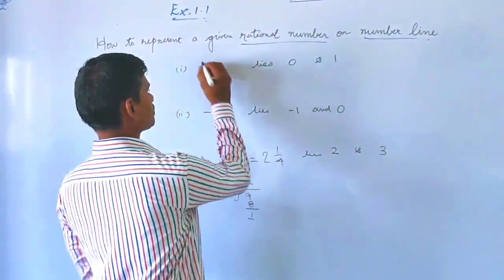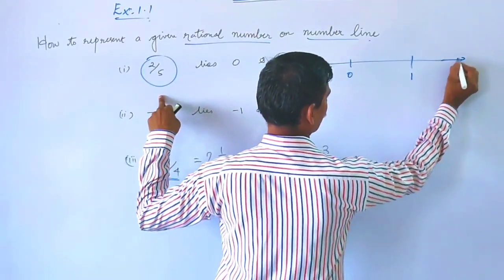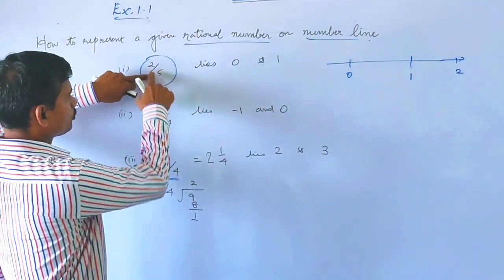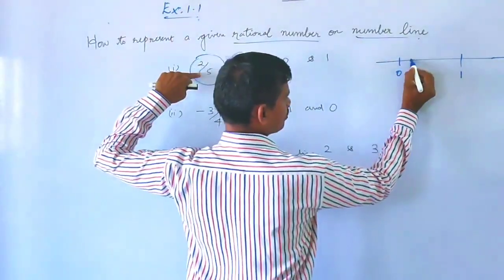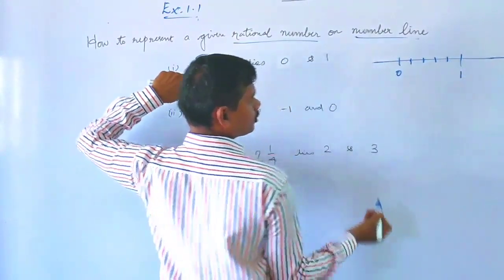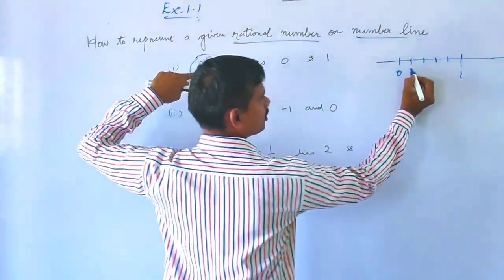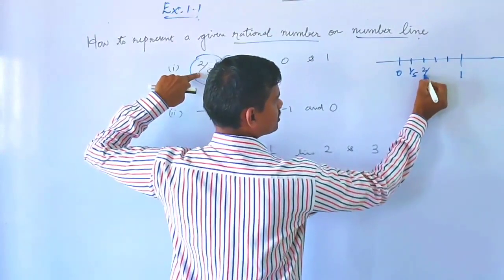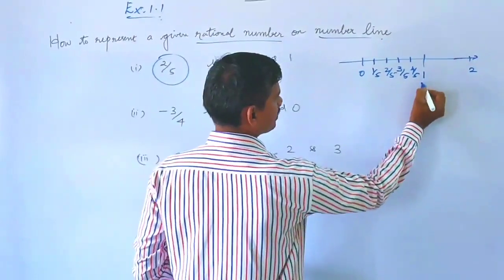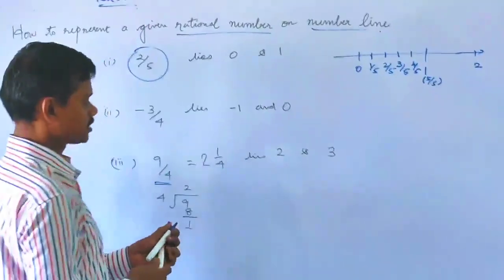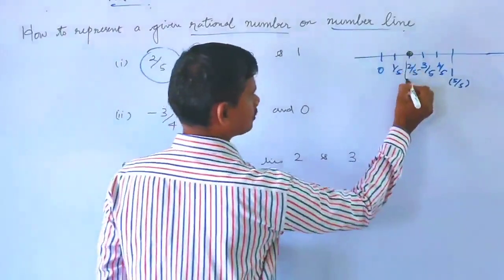Okay, now I am going to draw this 2 by 5 on the number line. On the number line I am going to take 0, 1 and 2. I already told you 2 by 5 lies between 0 and 1. So now I am going to divide this into 5 equal parts. To divide this into 5 equal parts, I have to draw 4 lines. It divides into 5 equal parts. The first number is 1 by 5. The second one is 2 by 5. The third one is 3 by 5. The fourth one is 4 by 5. One can be written as 5 by 5. So in this, my number 2 by 5 lies here. So this is my rational number.